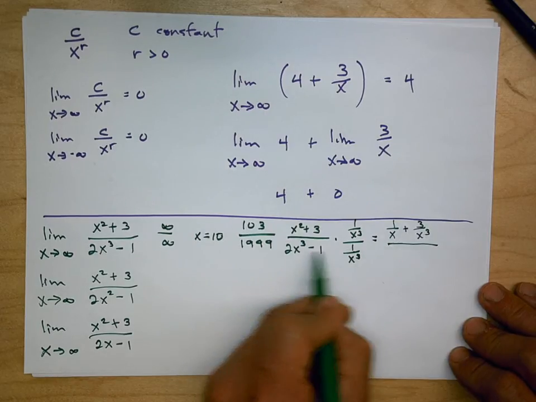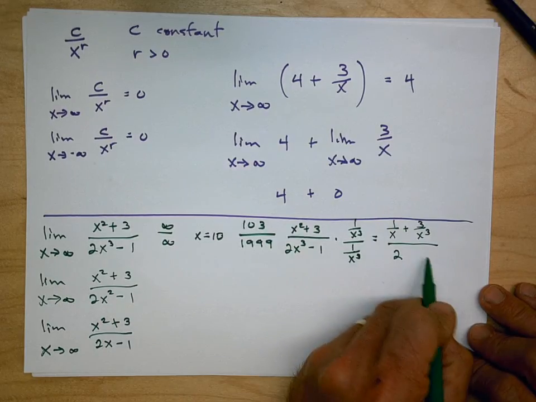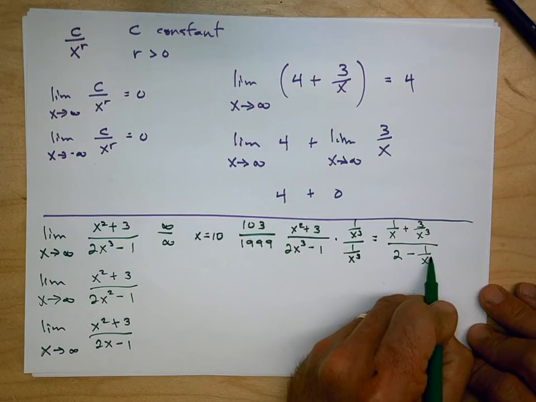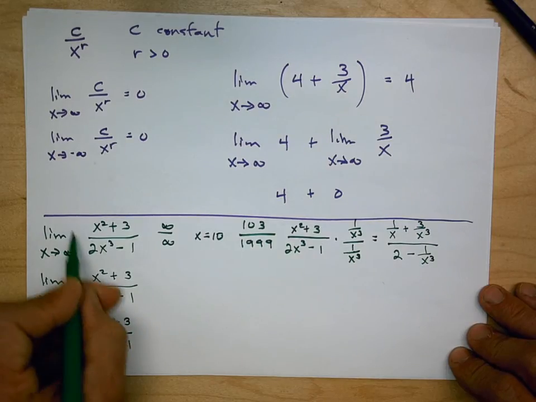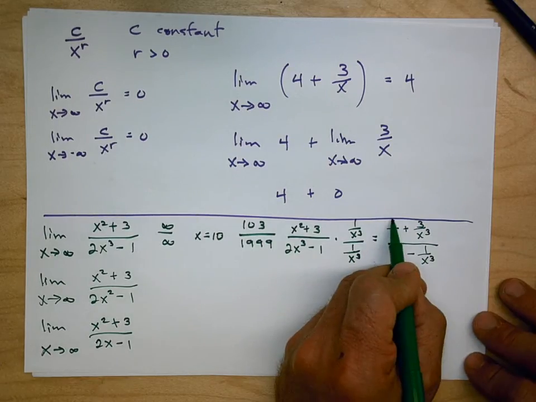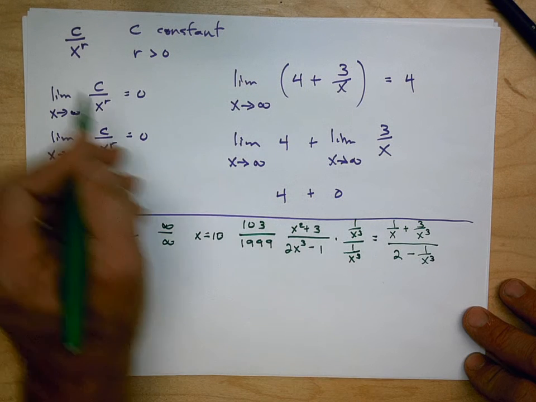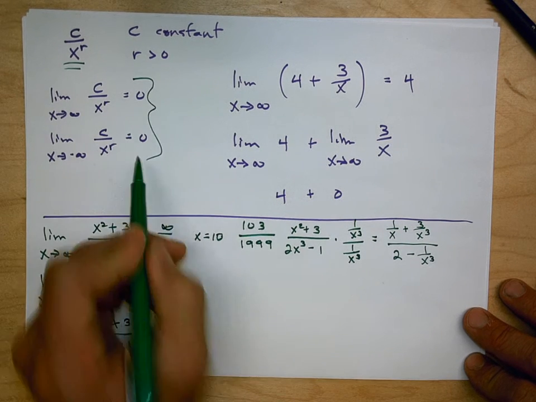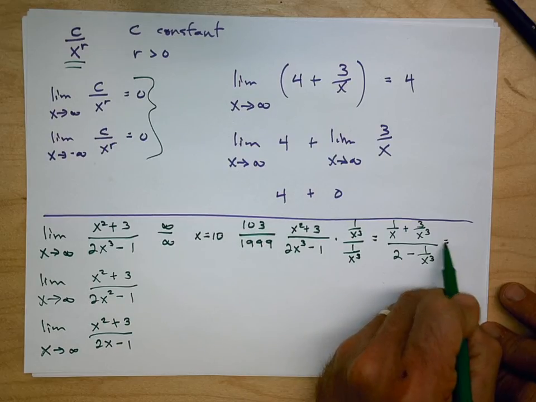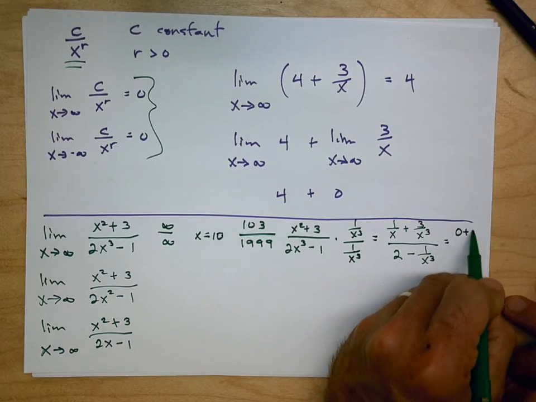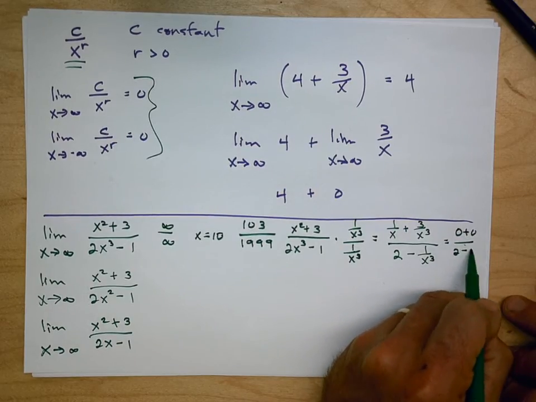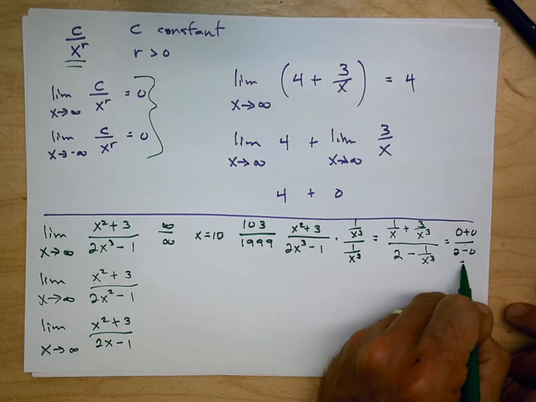So if I multiply 2x cubed times 1 over x cubed, the x cubes cancel, I'm just left with 2. And then minus 1, I'm just going to end up with minus 1 over x cubed. Now if I take the limit as x goes to infinity, I already know that this goes to 0, this goes to 0, and this goes to 0 by this property up here that we've just summarized. All right? So that's going to be 0 plus 0 over 2 minus 0, which just equals 0.